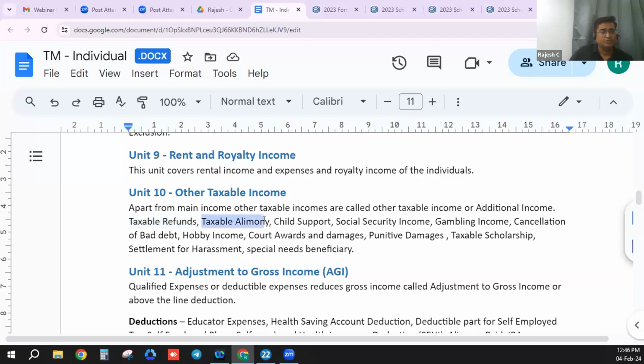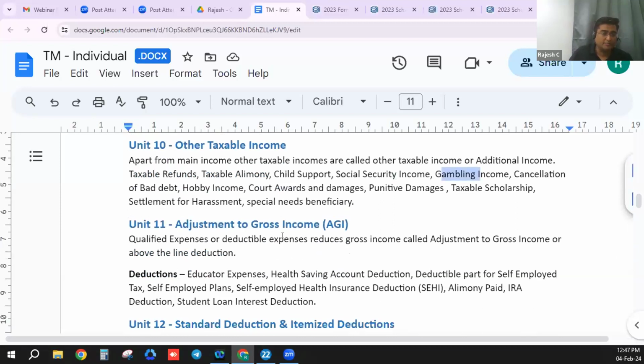Taxable alimony: alimony means that in case of divorce between husband and wife, either you have to pay money or you receive alimony. It is called taxable alimony. Child support, social security income, gambling income. If you have gambling income, you also have to report it in your income. There are also cancellation of bad debts, hobby income, court awards and damages, punitive damages, taxable scholarships, and settlement of harassment. All these we will discuss in detail in Unit 10.